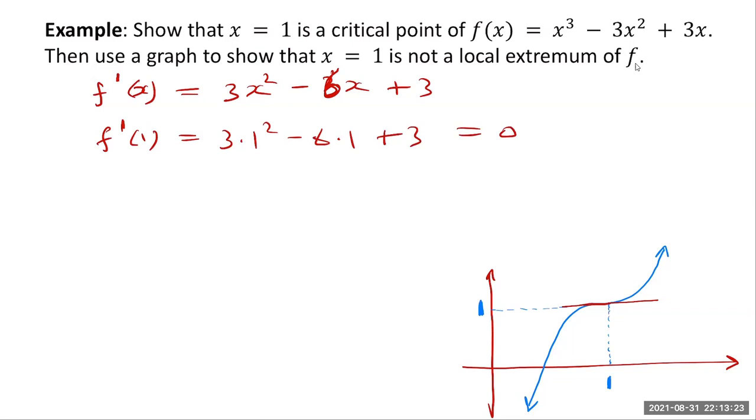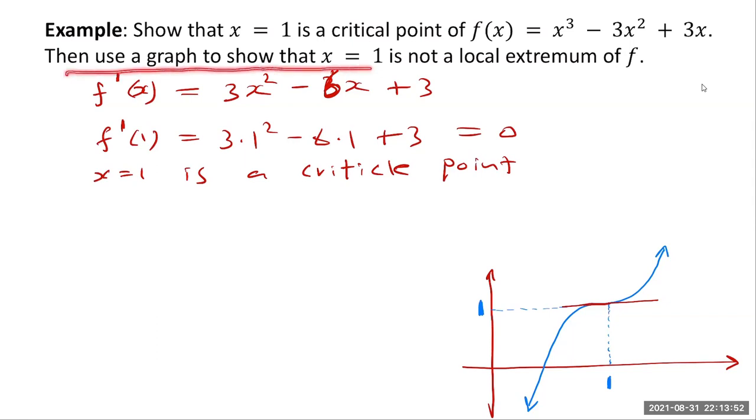By the definition of a critical point, f prime of 1 is equal to 0. That tells you that x is equal to 1 is a critical point by definition. Okay, so that proves that x is equal to 1 is the location of a critical point. All right, next, what are we supposed to prove?